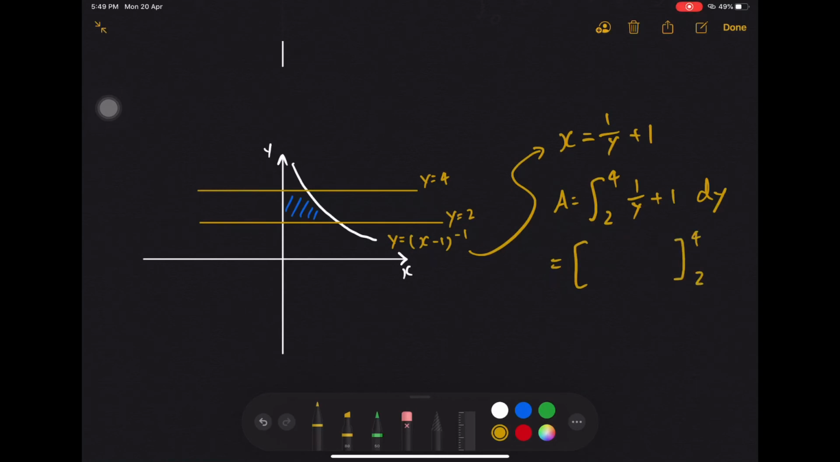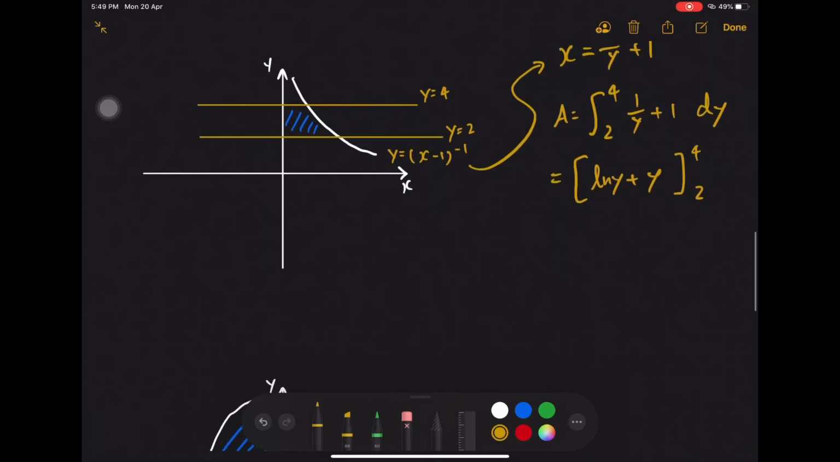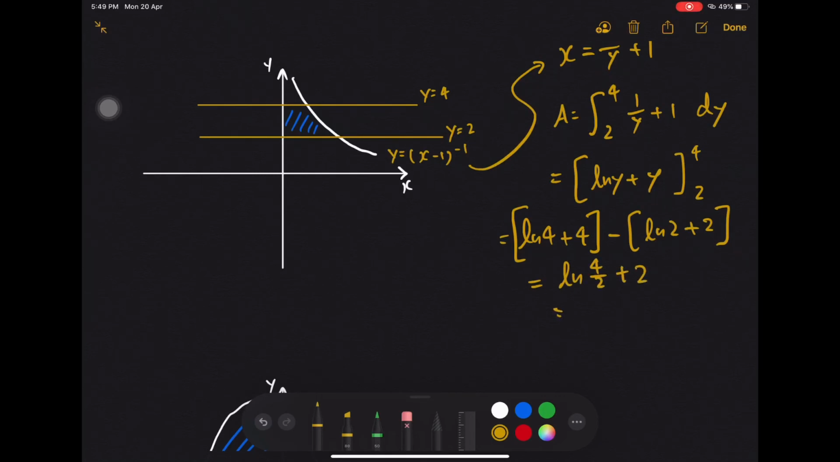You can put the integrated form here. 1 over y will be ln y plus y, and then you're going to substitute inside. You get ln 4 plus 4, so this is the first set, minus ln 2 plus 2. You're going to solve this, you get ln 4 over 2 plus 2, and that will get you ln 2 plus 2, and the whole thing is in unit square.